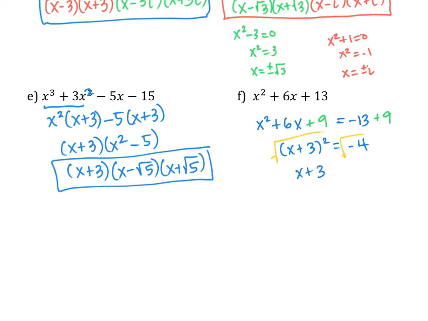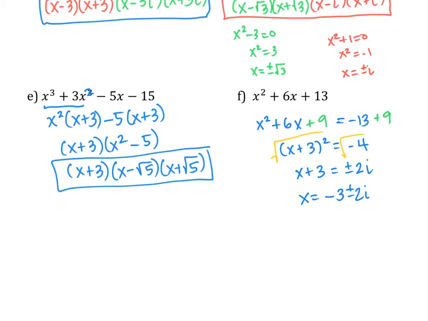x plus 3 equals plus or minus 2i. I'm going to move the 3 over, so it's negative 3 plus or minus 2i. Okay, well, I found the zeros, but the point was to write the factors. So now I'm going to write the factors.